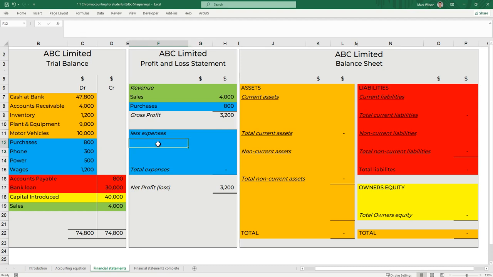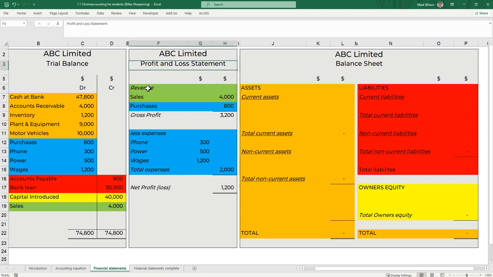So my expenses here, I'm just going to transfer them over from here. Phone, power, wages, and amounts in this column are $300, $500, and $1,200. Now there are easier ways to do this, but it helps us just to get into the habit of using these formulas so that I'm not typing in any numbers that are wrong.